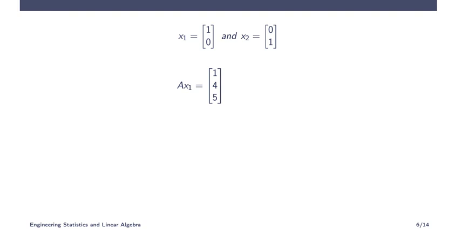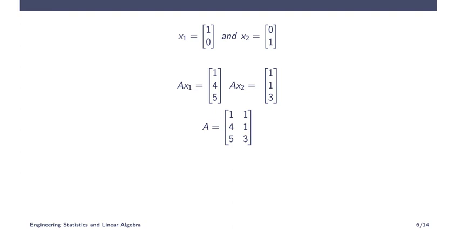Given, for example, one transformation changes (1, 0) to (1, 4, 5) and transforms the second basis vector to (1, 1, 3). Then what is the transformation? The columns combined together make a matrix, A equal to the first column and second column together. Now this A is the linear transformation which we require.